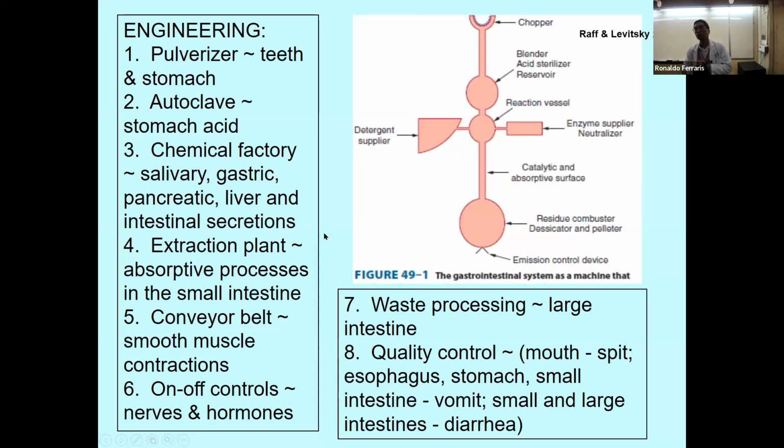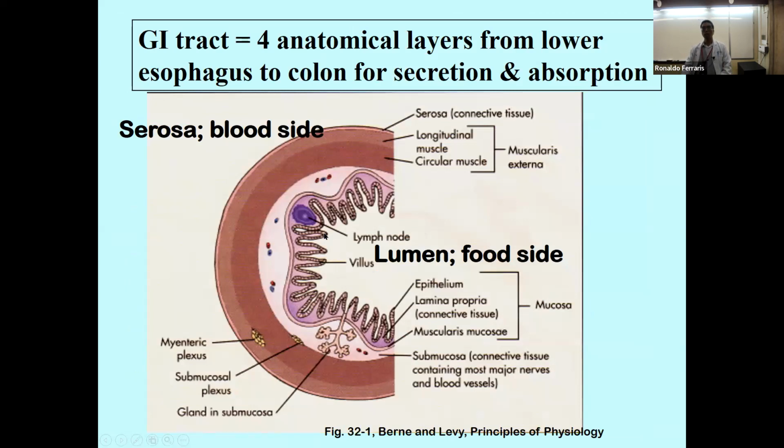So it's hard actually to study GI physiology in terms of individual organ systems. You do need to listen to the entire 5.5-hour lecture before you can really begin to have a clearer understanding of what the role is of each organ system. So there are 4. So this is a cross section of your GI tract. This is the lumen or food side, and this is the blood side or the serosal side. So things are secreted from blood to lumen, and things are absorbed from lumen to blood side.